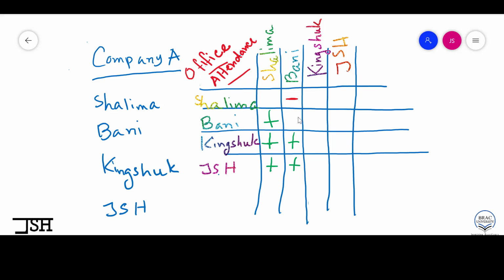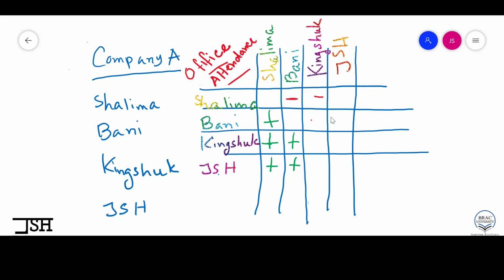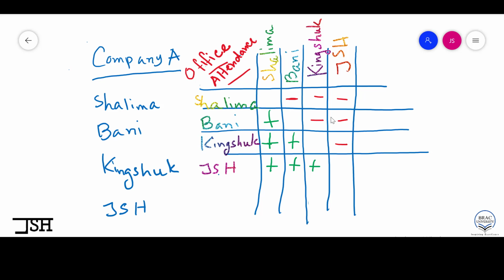Now I guess you have already understood how to fill out these columns or these cells, right? In this column, I'm going to measure the performance of King Shuk, and in the next column, I'm going to compare the performance of JSH. Now I'm not going to explain each of these cells to you. Rather, I'm going to fill those out in fast forward mode. Wait for 10 seconds. We are done filling out the table, and we have compared each and everyone's performance with each individual.